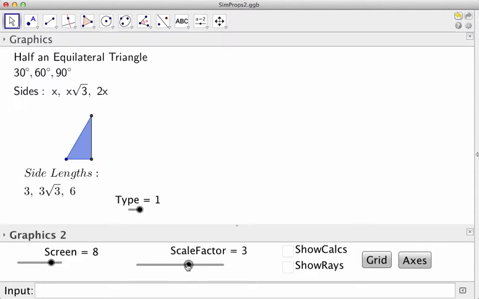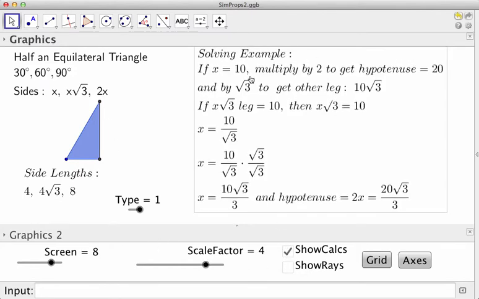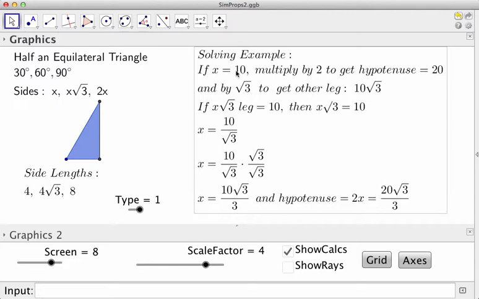And as we change the scale factor, everything changes, but the ratios stay the same. So when x is equal to 4, the height is 4 root 3, and the hypotenuse is equal to 8. Well, suppose, for example, that we knew that x was equal to 10, that this leg here was equal to 10. Well, that would be easy to do all the calculations.